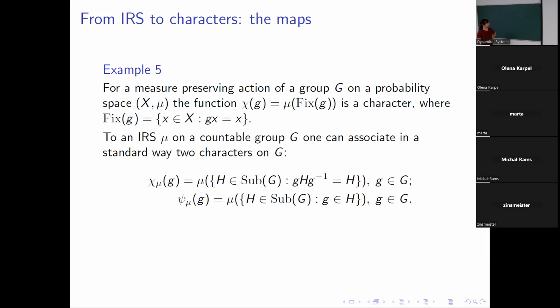Given an invariant random subgroup, which is by definition a measure on the set of subgroups of G, we can associate to it the following two functions. The chi with index mu, at g, is the measure of the set of subgroups which are invariant with respect to conjugation by g. In fact, this is a function of the form given in example 5. So we have the group G acting on subgroups by conjugation, and this function is nothing else but the measure of fixed points under g in this case.